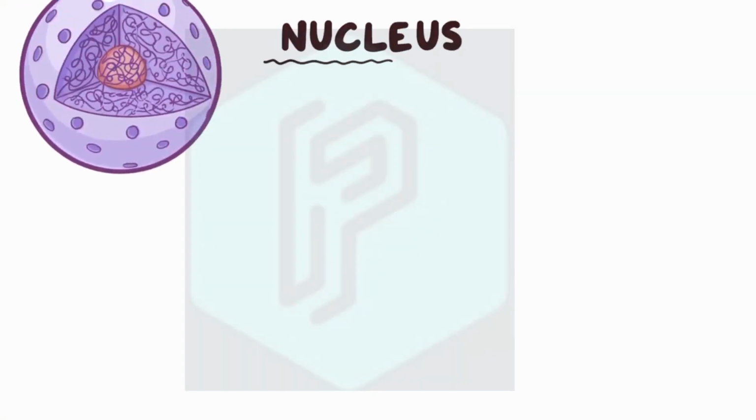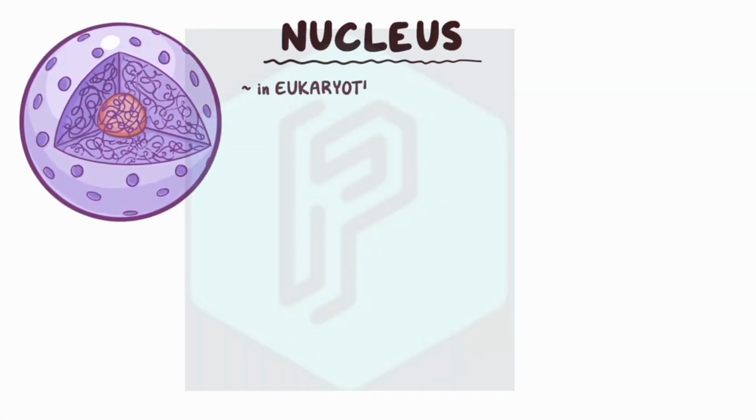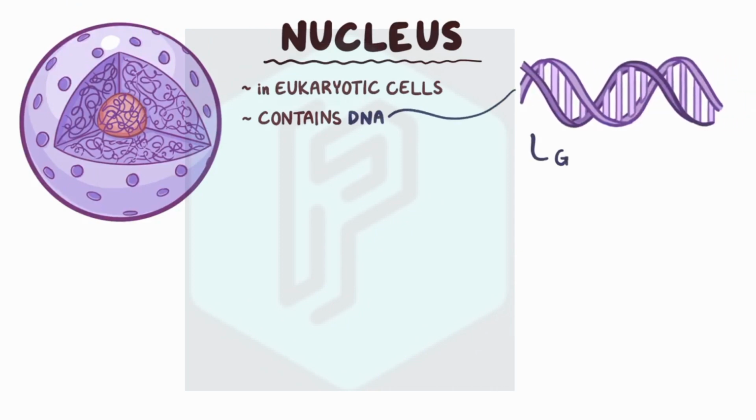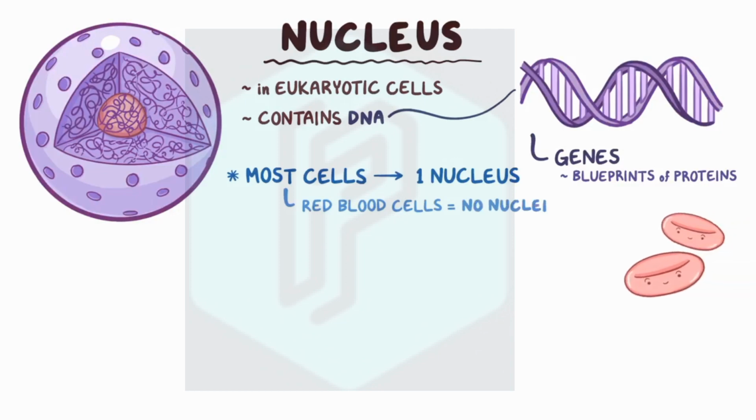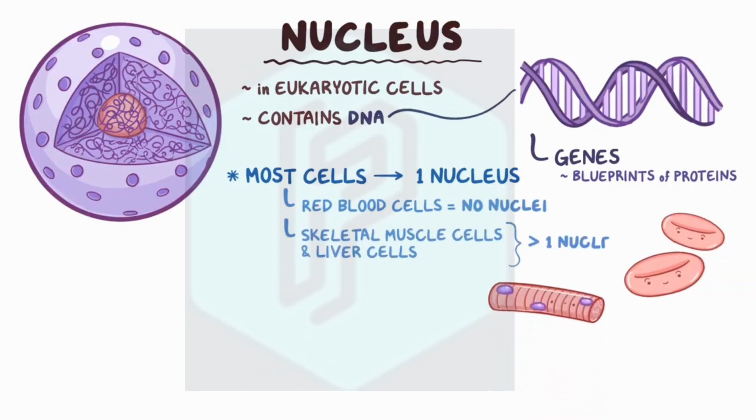The nucleus is a cellular organelle found in eukaryotic cells that contains most of the cell's genetic material in the form of DNA. DNA contains the genes, which are essentially blueprints for various proteins that the cell needs to live. And most cells in the human body have a single nucleus. But some cells, like red blood cells, have no nuclei, whereas others like skeletal muscle and liver cells have more than one nucleus. Now, the nucleus is surrounded by the nuclear envelope.